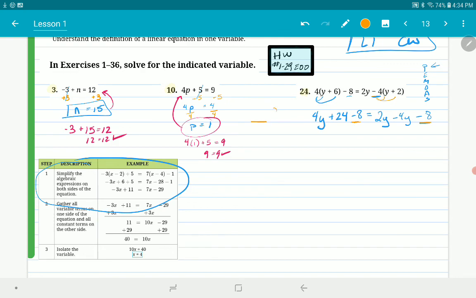Let's see. How do you draw a scale? I don't know how to draw a scale. I'm thinking of one of those lawyer scales. Let's see. How do we draw a scale?